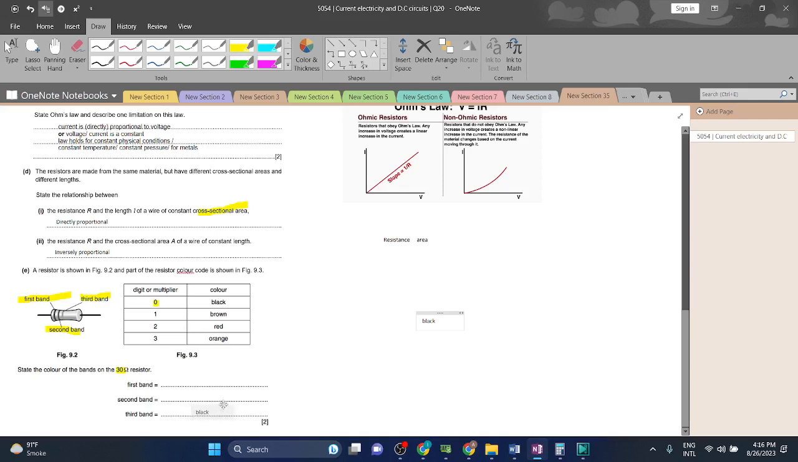Or in order to form a digit of 30, which colors will be required? It will be orange and black. So these are the two colors required for that. So it's orange, black, black.